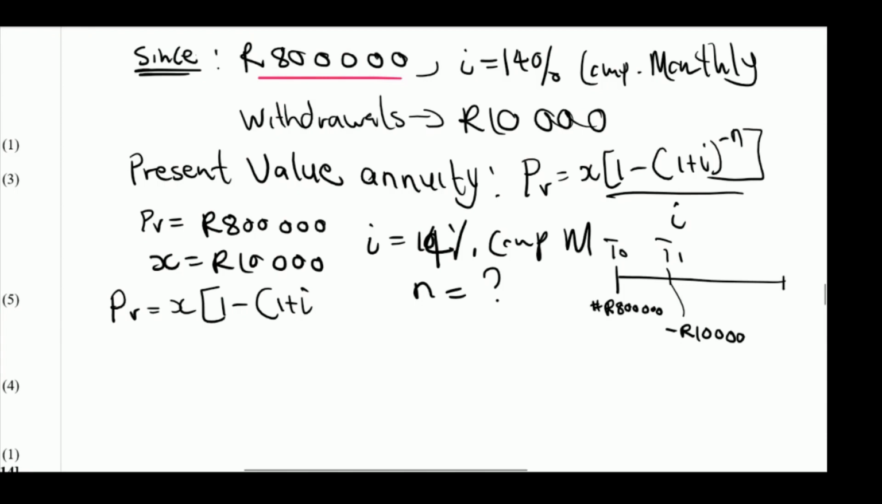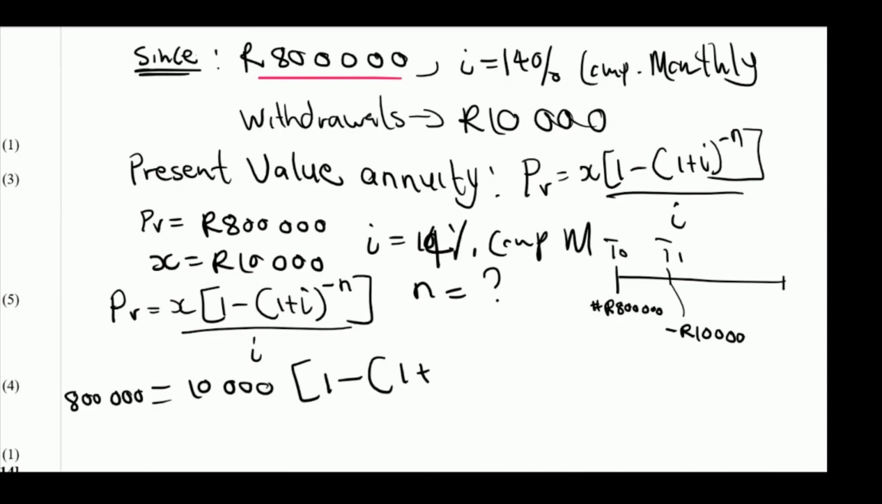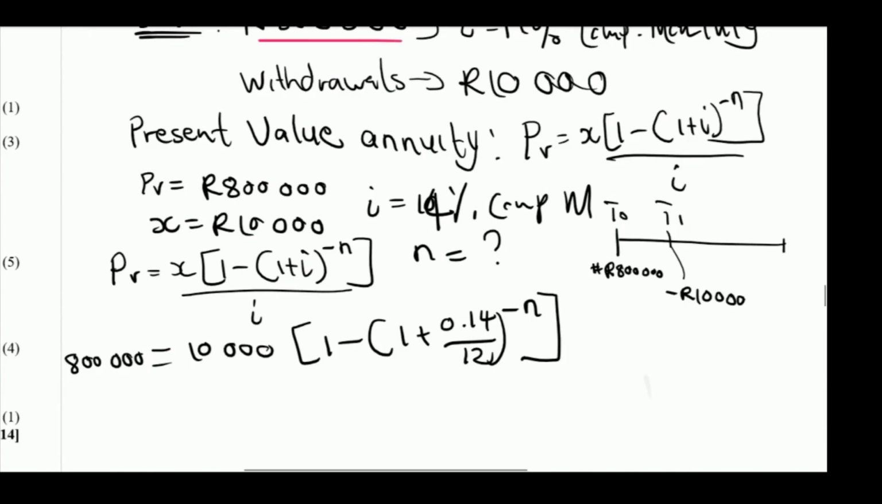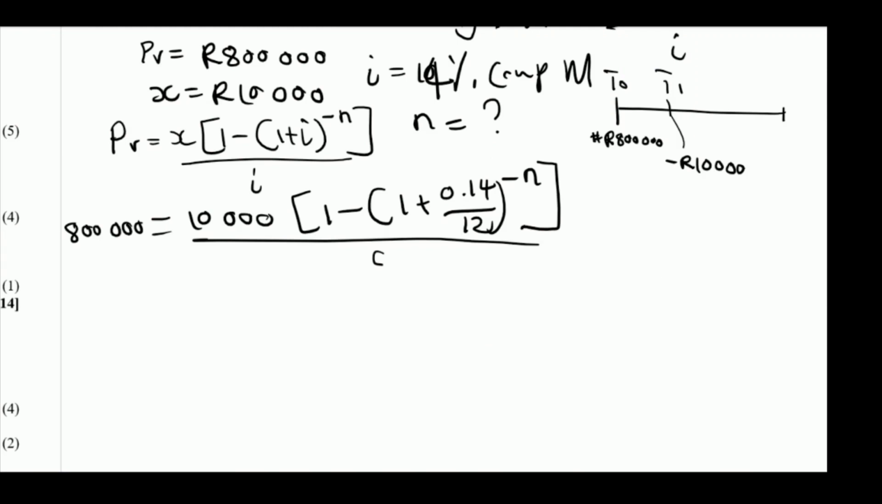So it's minus N divided by I, which is 800,000 and 10,000 here, into 1 minus 1 plus 14%, which is 0.14, divided by compounded monthly, which is 12, to the power minus N, all divided by 0.14. But let me just remove this and write properly at the bottom. So it's going to divide by 0.14 over 12.